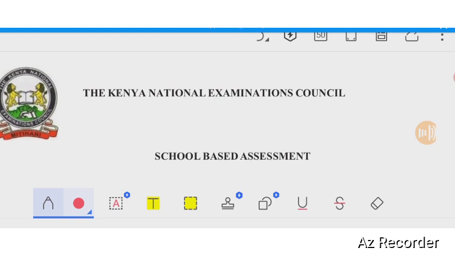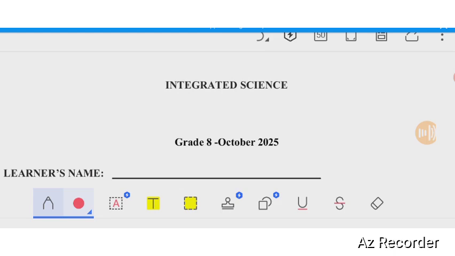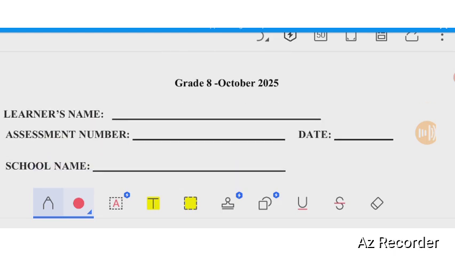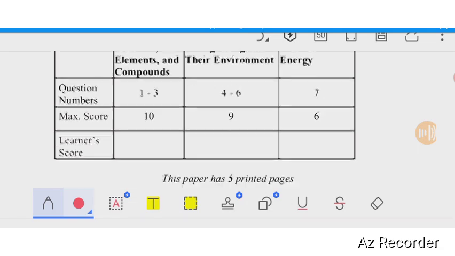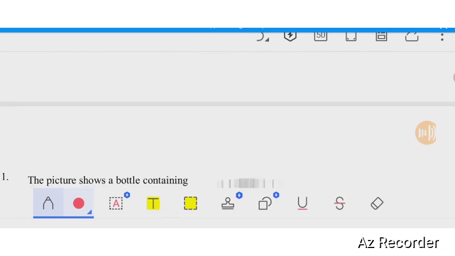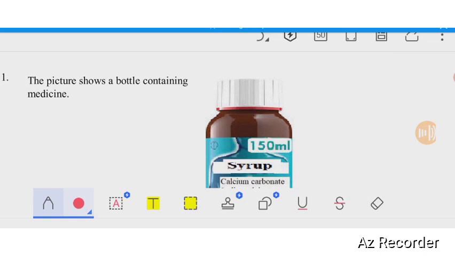Today we are going to discuss Integrated Science School-Based Assessment 2025 Grade 8. So without further ado, we'll go straight to the questions. The first question: the picture below shows a bottle containing medicine.